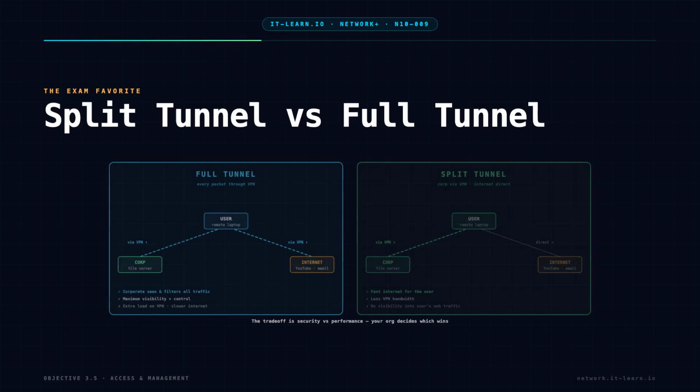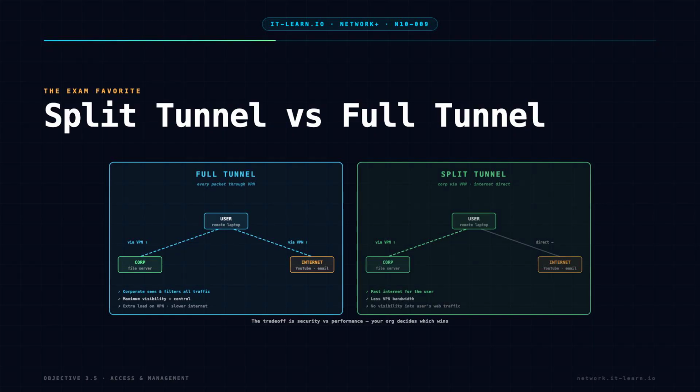In split tunnel, only traffic destined for corporate goes through the VPN. Need the file server? That goes through the VPN. YouTube? That goes straight to the internet through the user's local connection. Faster for the user, less load on the VPN. But your security team loses visibility into what the user does on the open internet. That's the trade-off. Security versus performance. There's no universally right answer. Just what does your organization care about more? Okay. VPNs, handled. Now let's talk about the actual protocols you use to log into network devices.